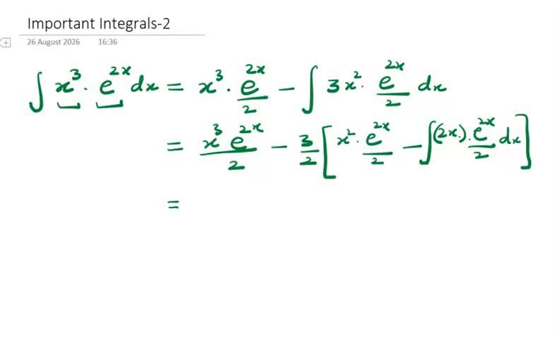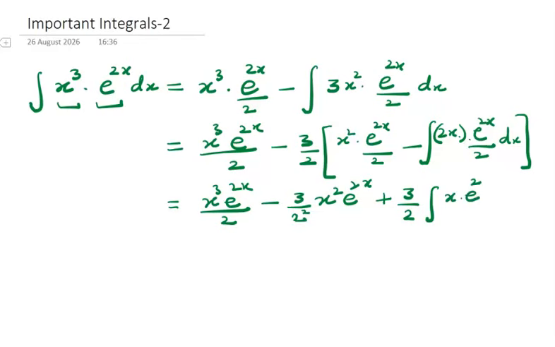Let us simplify it a bit. We still have one more integration sign. x cube e power 2x upon 2 minus 3 by 2 square, or let us write 2 square only, 2 square x square e power 2x, and minus minus is a plus. So this 2 and 2 are getting cancelled out. We have 3 by 2 into integration of x into e power 2x dx.